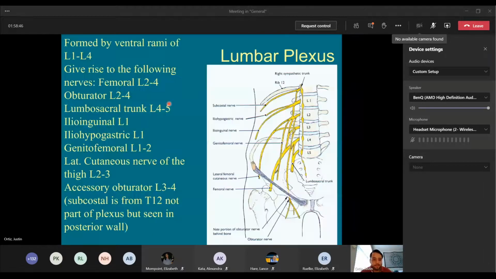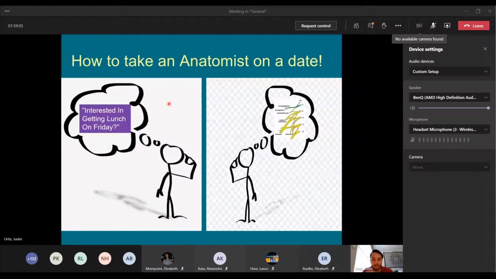Lumbar plexus. So yes, we have to know all these. So don't worry. I broke them down on the next following slide, so we understand what we need to know for the lumbar plexus. So I'm going to skip this slide, but I'll show you what we're going to talk about on the next slide. It's going to be everything on this slide. Don't worry, we're not going to miss anything.